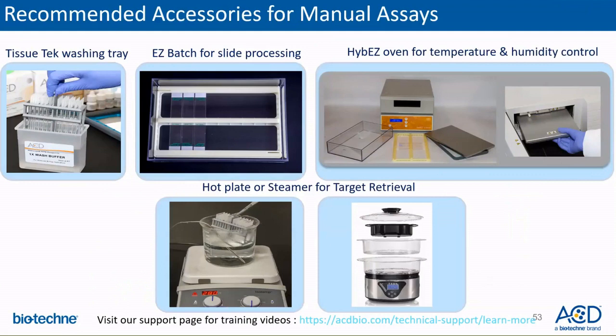Shown here are some recommended accessories required for running the manual RNAscope assay. The HybEZ hybridization system shown on top right is a critical component of the assay. It is designed to maintain the optimum temperature and humidity conditions to ensure consistent RNAscope staining. Also shown are 2 methods for carrying out the heat-mediated target retrieval step that is required for some sample types such as FFPE and fixed frozen. Our website has step-by-step training videos, which is a great visual guide to assist you with running the RNAscope manual assay.